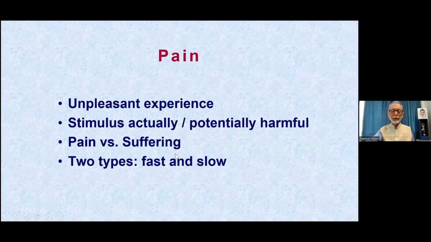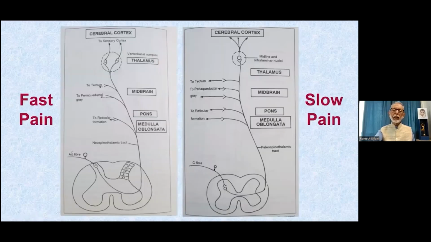But before we go to that, the pain and suffering, as I said, pain is inevitable, but suffering is optional. Before we go to that part, let's see a little more of the biological aspect of pain. Biologically, pain is of two types, fast and slow. Now, here is the pathway for fast pain.